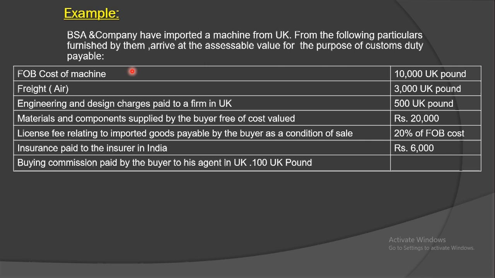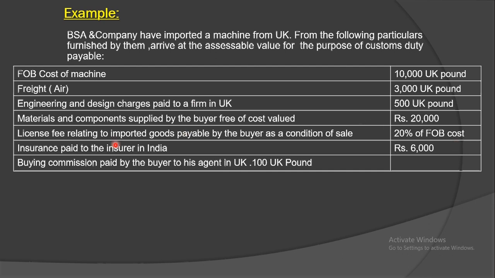So to the FOB cost we will add engineering and design charges, which are paid outside India. If the same is paid within India, then we will not add this, but it is paid outside India, so we will add this 500 UK pounds to the FOB value to reach the FOB value as per the custom. And also we will add material and components supplied by the buyer free of cost. License fees relating to the imported goods payable by the buyer as a condition of the sale, 20% of the FOB cost. So this we will also add.